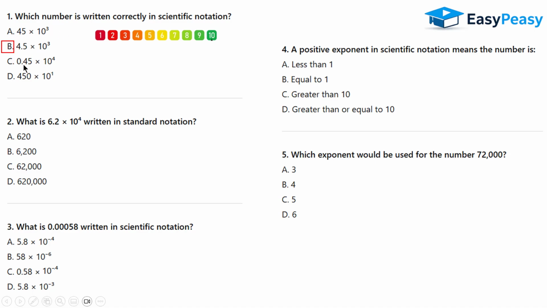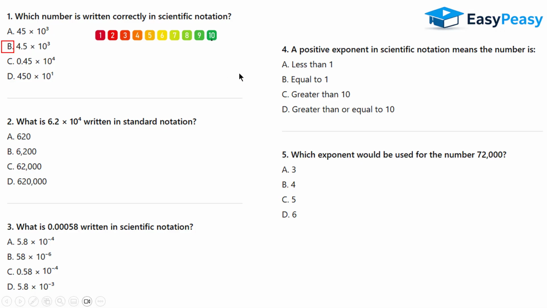Why not C? Because this is less than 1. It's 0.45, right? So this is again not a scientific notation value. The last answer is D. That's 450, a very big value compared to 10. So the value that lands between 1 and 10 is option B here.